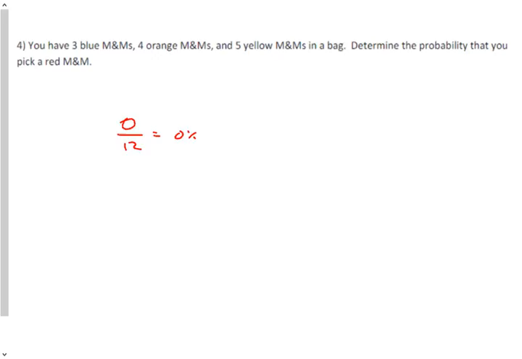What's the probability of a blue one, let's say? Well, a blue one, just so we have one that actually works, would be 3 out of 12, which would be 25% chance.